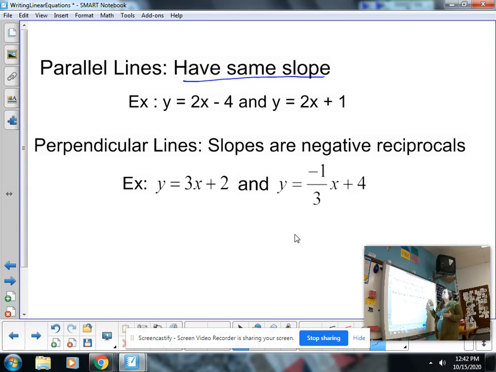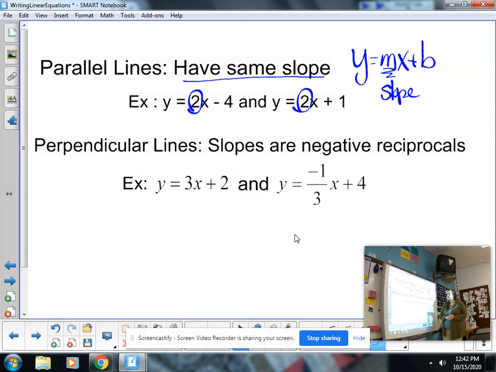If you look at the two lines that are given here, y equals 2x minus 4 and y equals 2x plus 1, both of the equations have a 2 in the m position. Again, we're looking at y equals mx plus b. So this m position, whatever's there, is going to be your slope. They are the same, which means those lines are parallel.